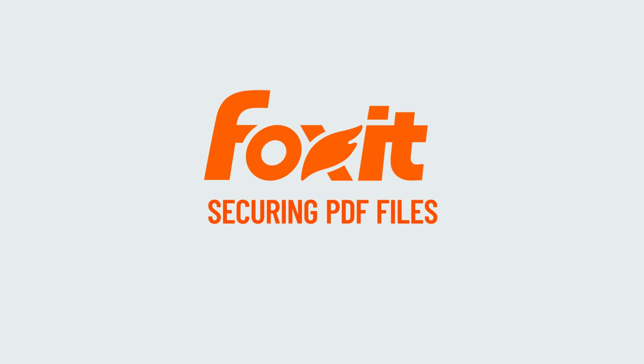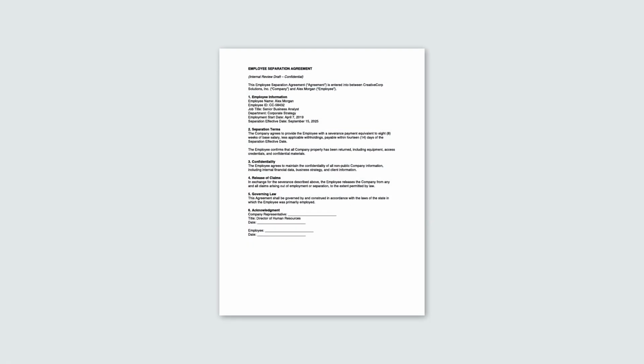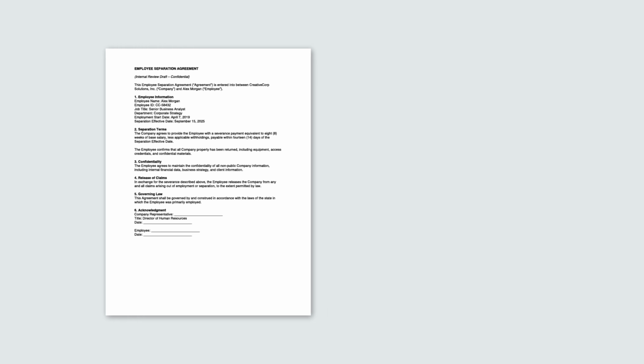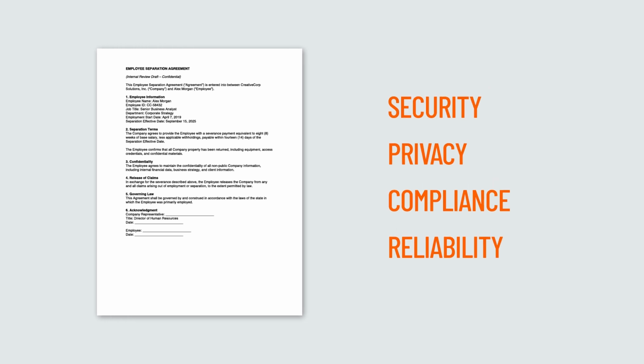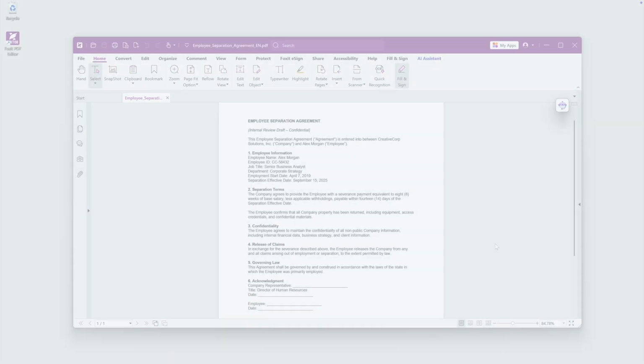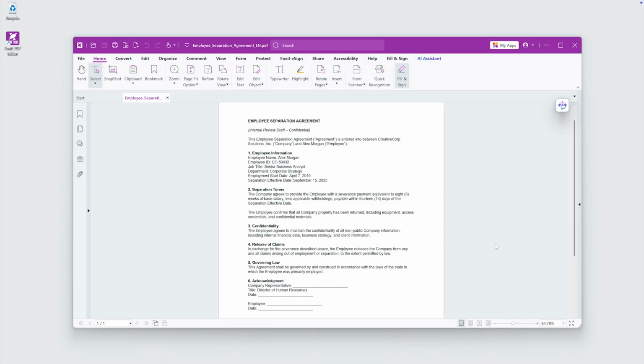Security is critical for every organization. Foxit PDF Editor is built on 4 protection layers: security, privacy, compliance, and reliability, so you can confidently work with PDFs. Foxit protects documents across their lifecycle, and organizations can rely on each protection layer.